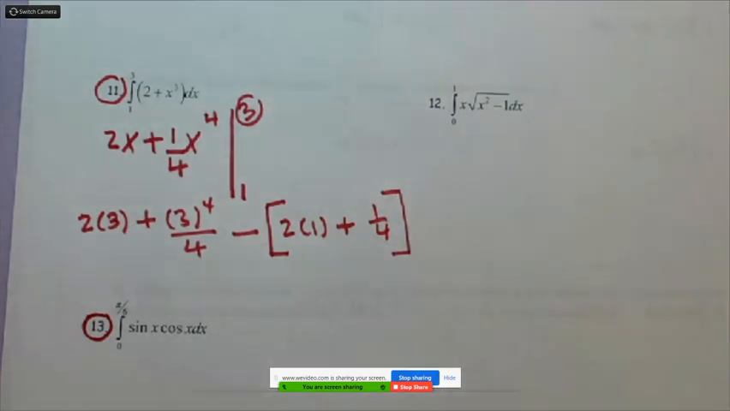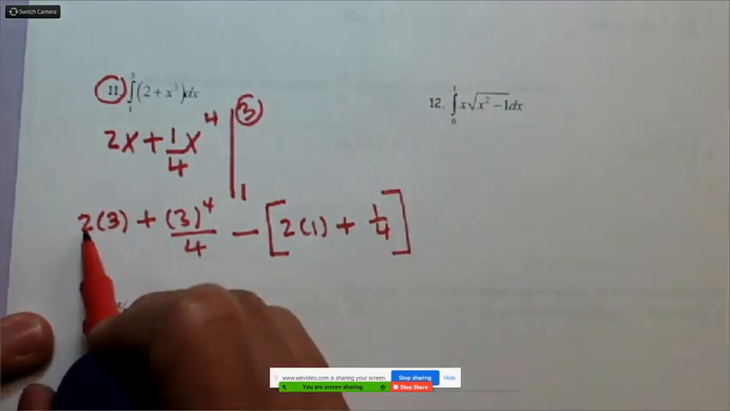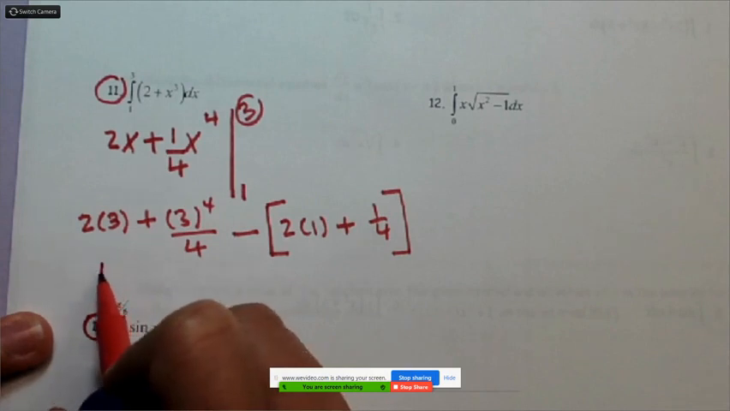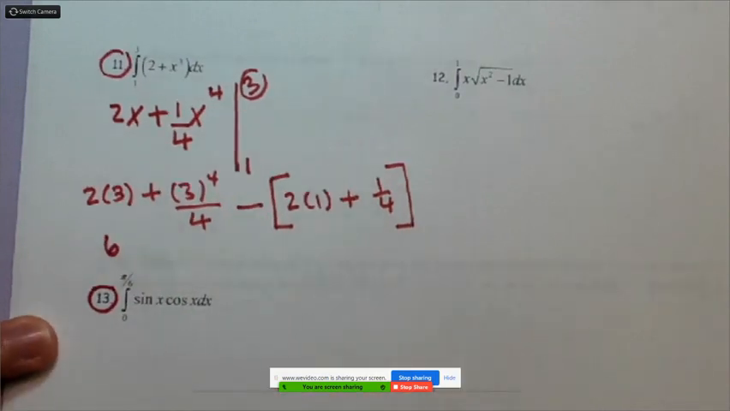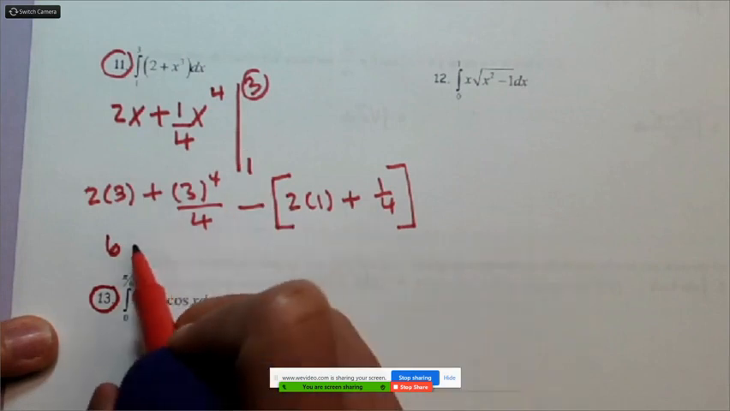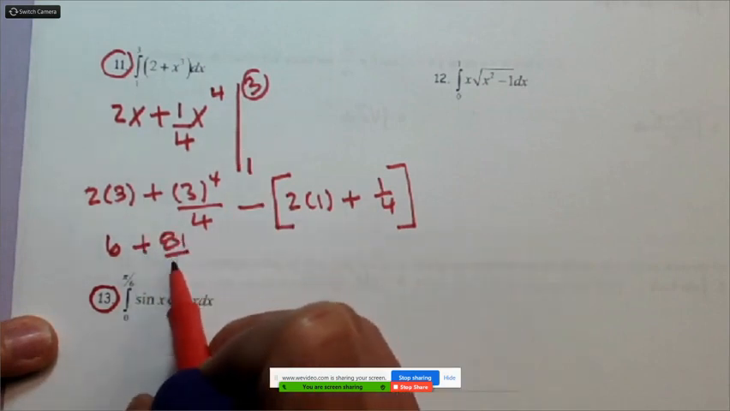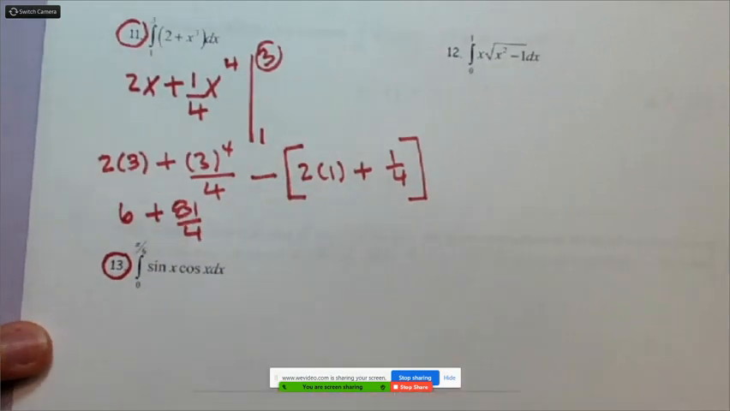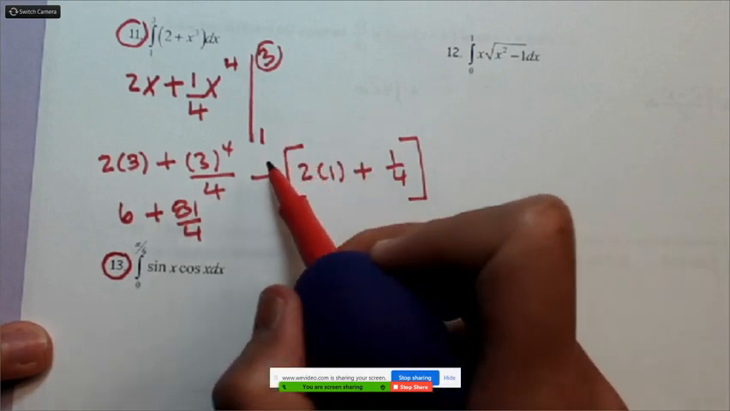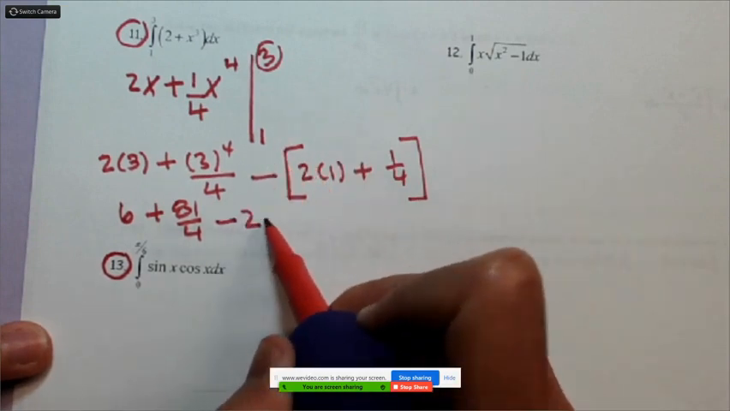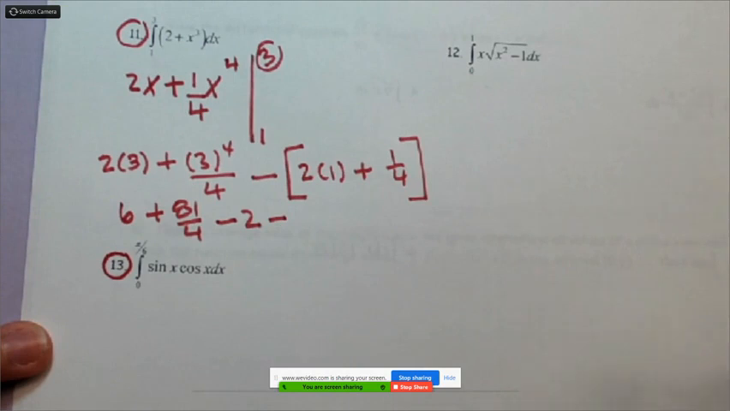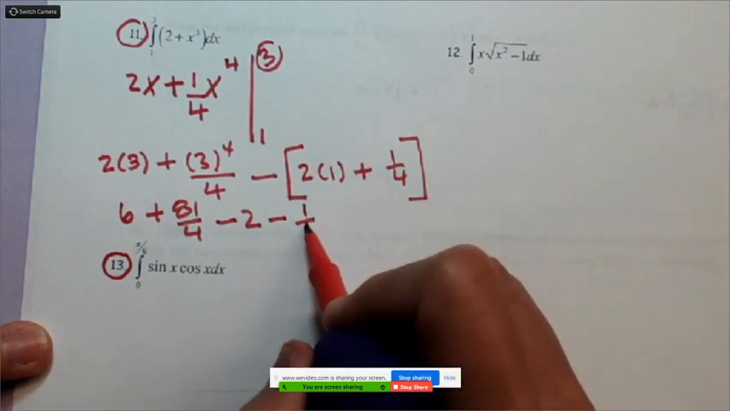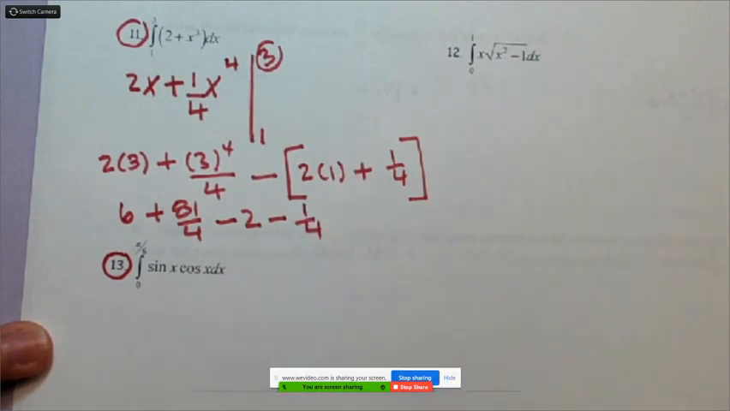And then let's start simplifying and see what we get. 2 times 3 gives me 6. Is everyone okay with that? 3 to the power of 4 is 81, so I'm going to write 81 over 4. And then when I distribute my negative, I get a minus 2, and minus 1 over 4.